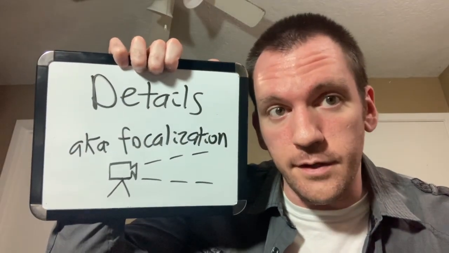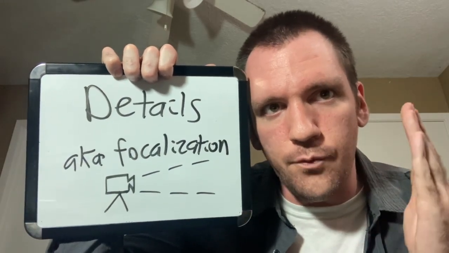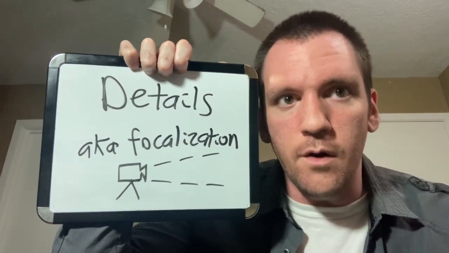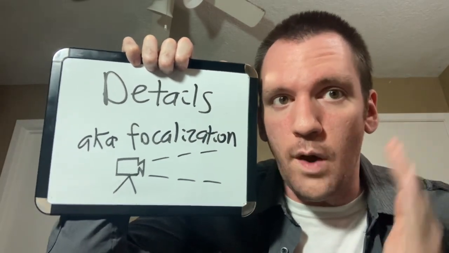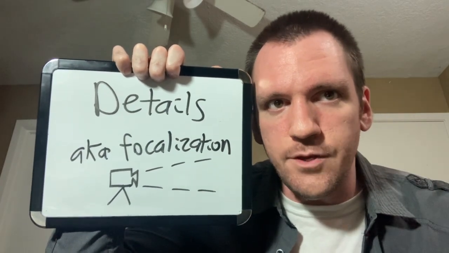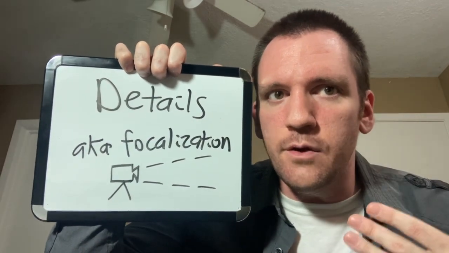Details, aka focalization, is what the writer chooses to focus on. You, as the writer, are the director of your story. You choose the camera angles, represented by this camera here. You choose the close-ups, you choose the wide shots, you choose what the audience gets to see. Your choices as a writer and what to focus on makes your writing unique, as any director is to a movie.